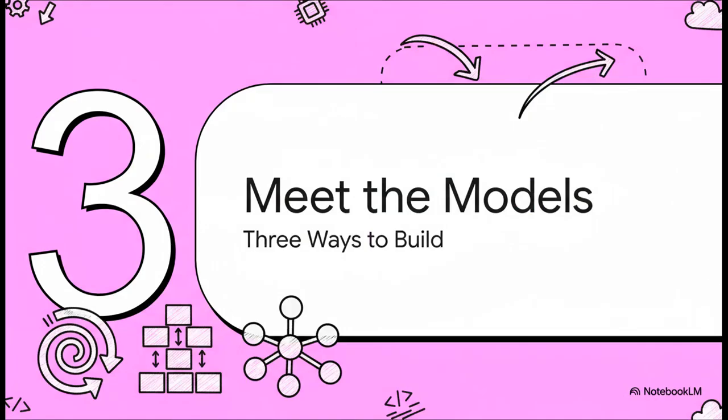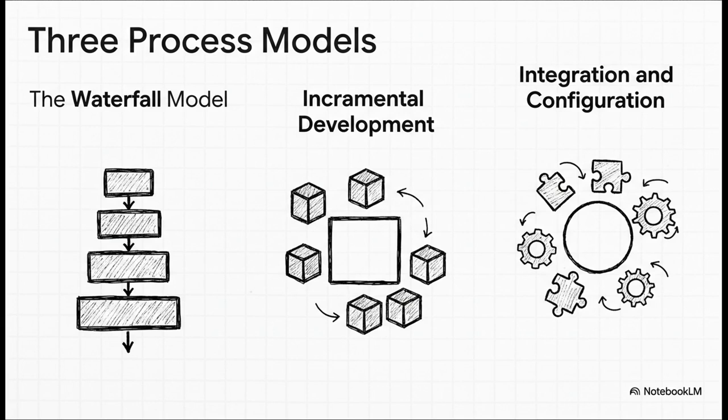So, keeping those two big ideas in mind, let's see how they get turned into concrete models that teams use every day to actually build stuff. We're going to dig into three really key models. We'll kick things off with the Waterfall model. That's the original plan-driven classic. Then we'll check out incremental development, which is a much more flexible approach that can be either planned or agile. And finally, we'll look at integration and configuration, which is the super pragmatic model that's all about not reinventing the wheel.